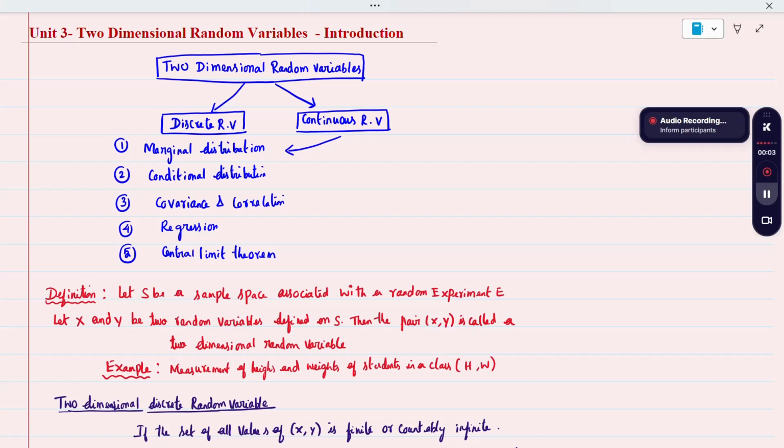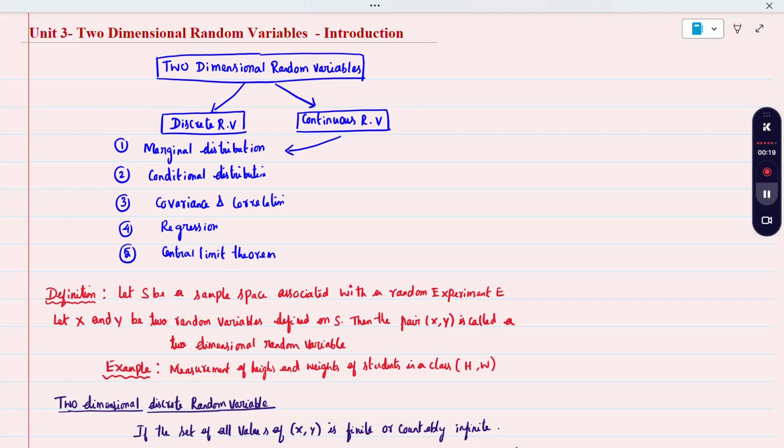Hi all, today's topic is two-dimensional random variable. Two-dimensional random variable is the third unit. It is divided into two types. Already we know that it is nothing but discrete random variable and continuous random variable. These are the topics to be covered in this unit.